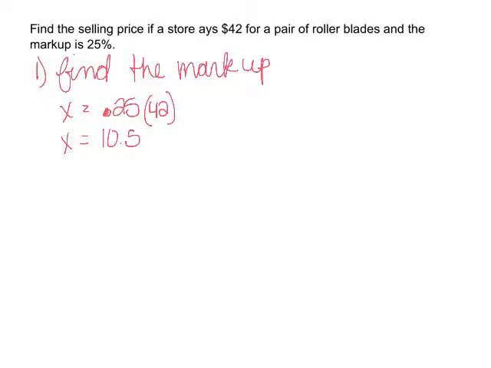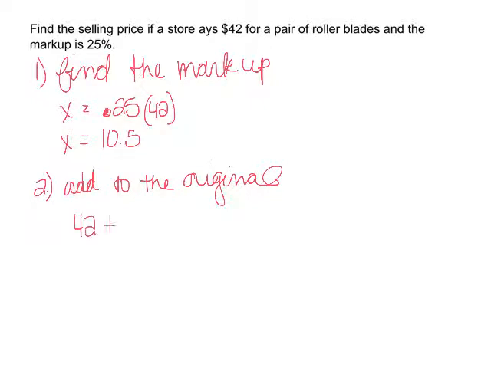So then I'm going to add that to our original price. So I have $42 plus my $10.50, and I'm going to get $52.50. So what this price tells me is that the store is going to sell the pair of rollerblades for $52.50.